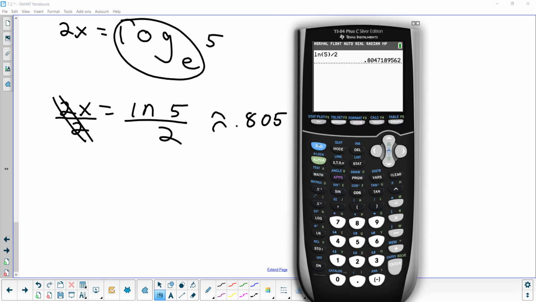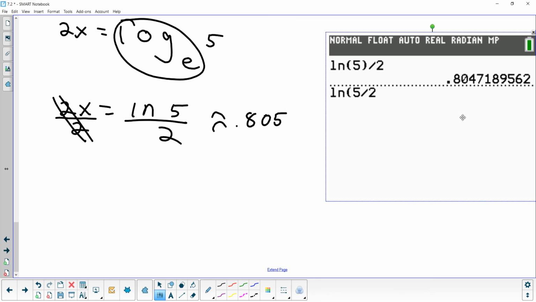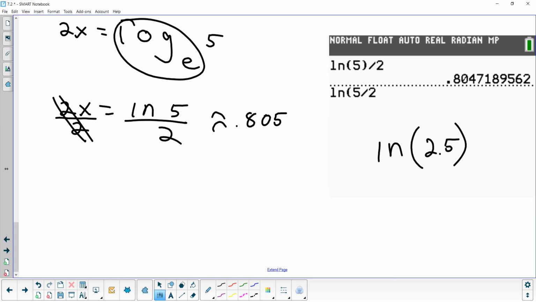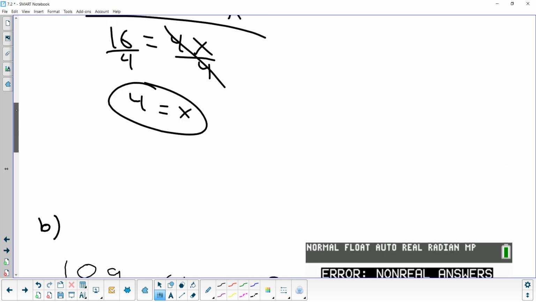Now, if you don't close the parenthesis, let's say you left it like that, what that's really going to do is this. It's going to take 5, divide it by 2, and take the natural log of 2.5. People see the difference between those two? Okay, you need to close that parenthesis first. 0.805.